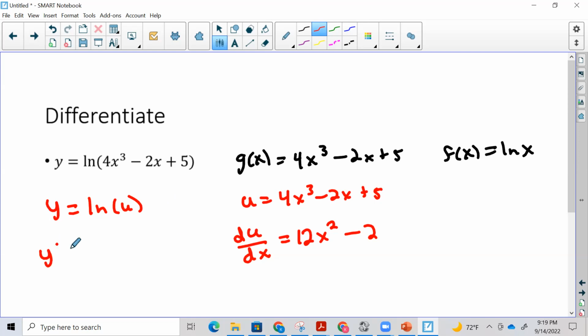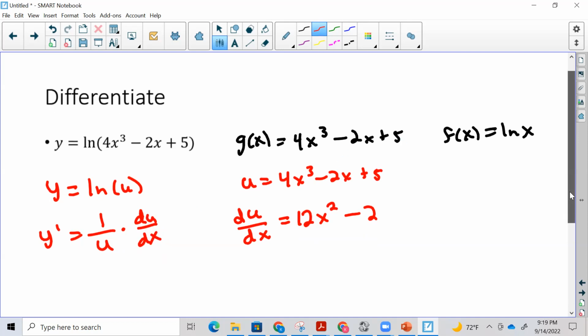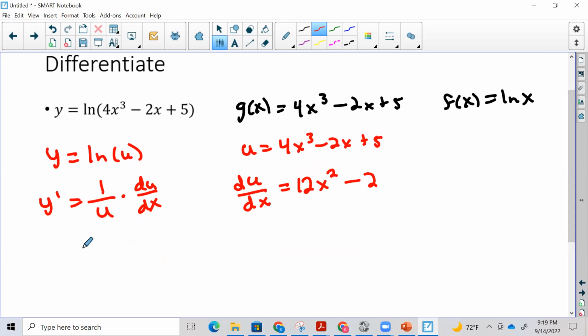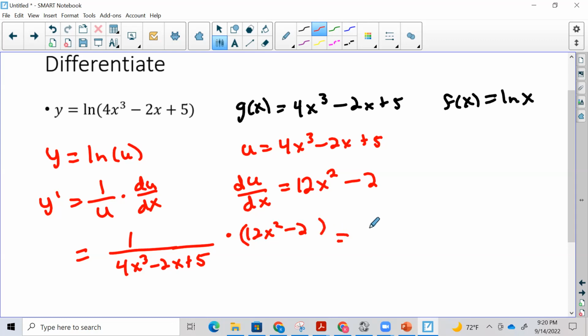And then when I take the derivative, the derivative of ln of u is 1 over u. And then we multiply by the derivative of u, which is du dx. And then you would plug back in our functions. So it would be 1 over this 4x cubed minus 2x plus 5, and then you would multiply by this 12x squared minus 2. And really when we multiply it, that just goes in the numerator because we're multiplying by 1.